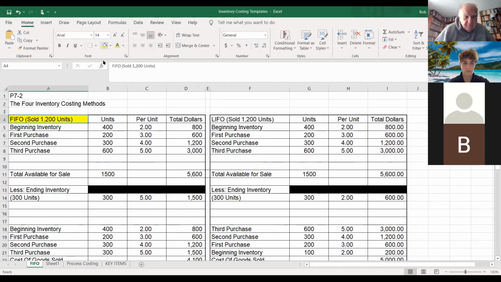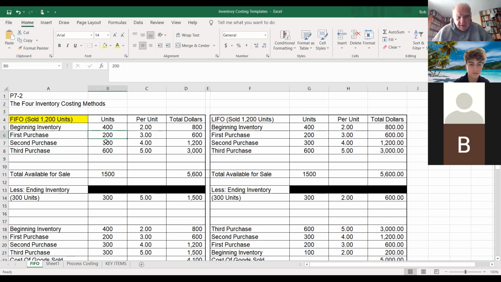Okay, we sold 1,200. Which ones did we sell? Which ones did we sell, Teddy, under FIFO? We sold the oldest one first. We sold the 400 first, right? Yes. And then we go to the next layer.